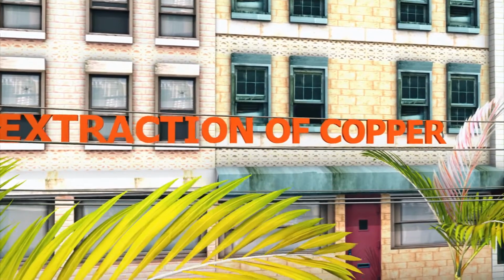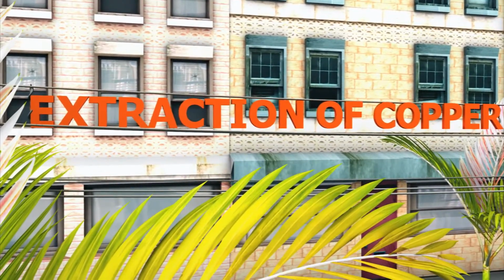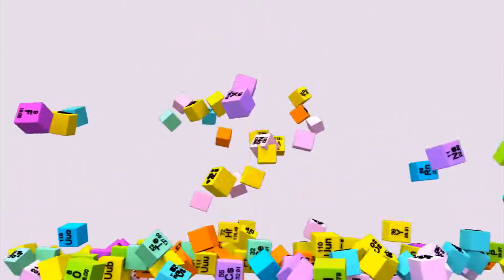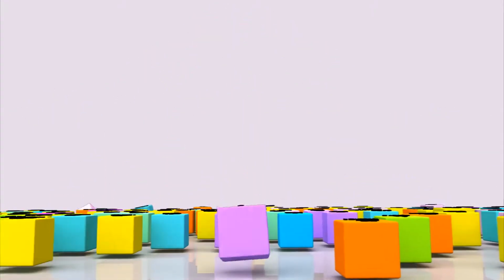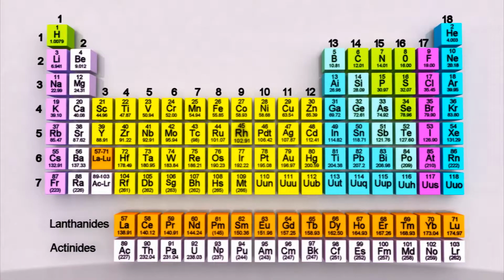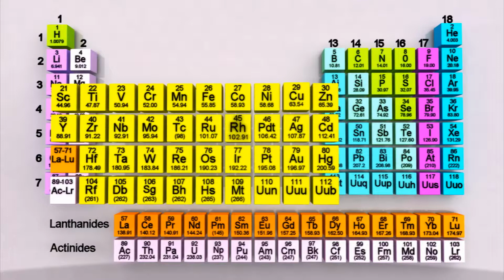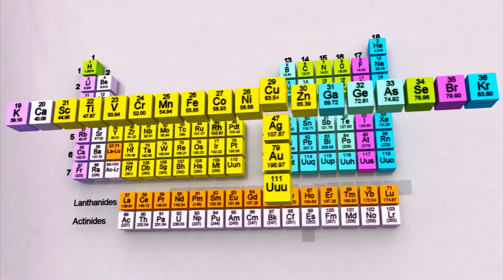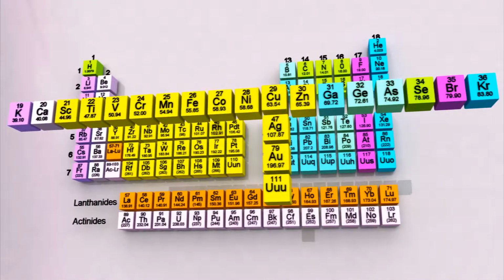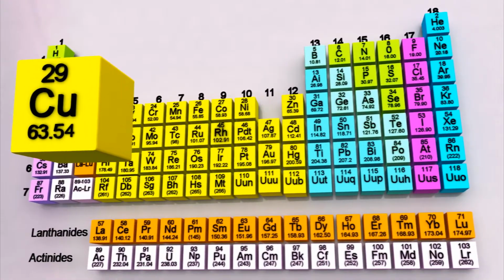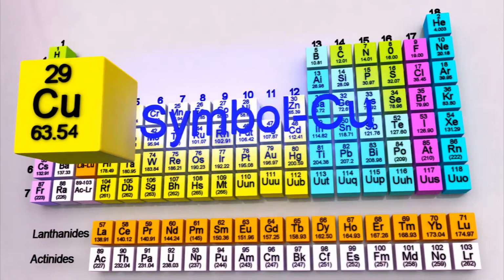Extraction of copper. Have a look at the periodic table. Can you identify the position of copper? Exactly. Period number 4 and group number 11. It is represented by the symbol Cu.